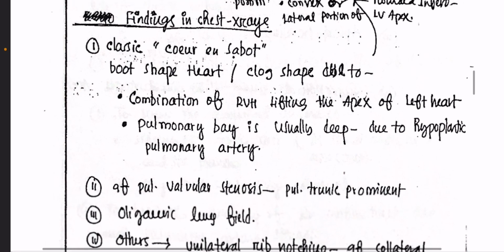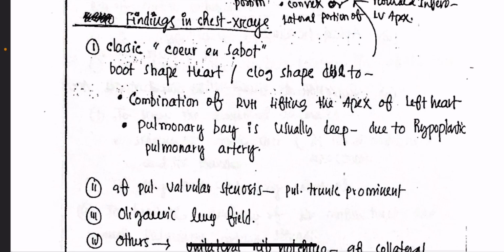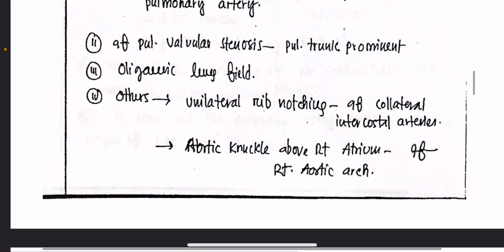Findings in chest X-ray: classic coeur en sabot, boot-shaped heart, due to right ventricular hypertrophy lifting the apex of the left heart. Pulmonary bay usually deep due to hypoplastic pulmonary artery. If pulmonary valvular stenosis, pulmonary trunk prominent, oligemic lung field. Others: unilateral rib notching if collateral intercostal arteries. Aortic knuckle above right atrium if right aortic arch.